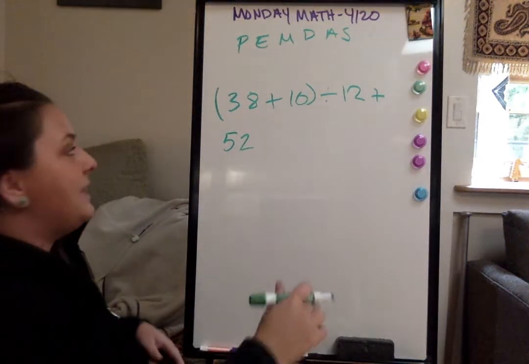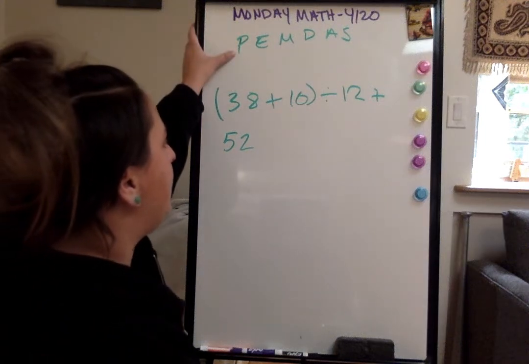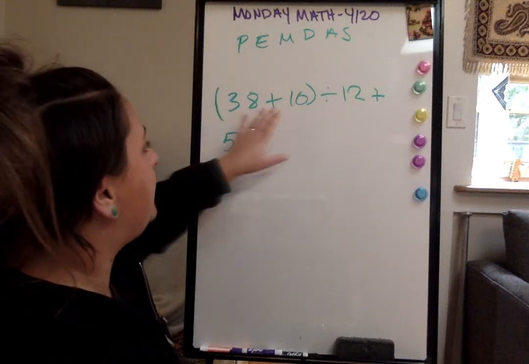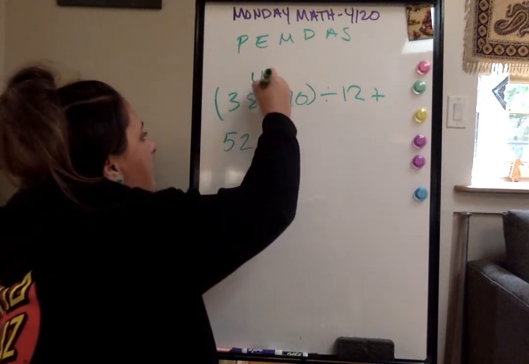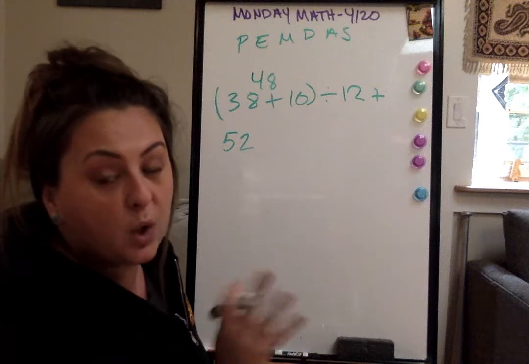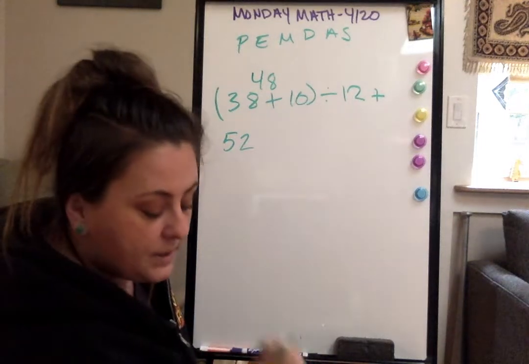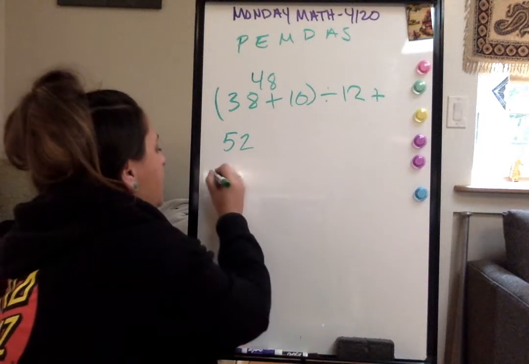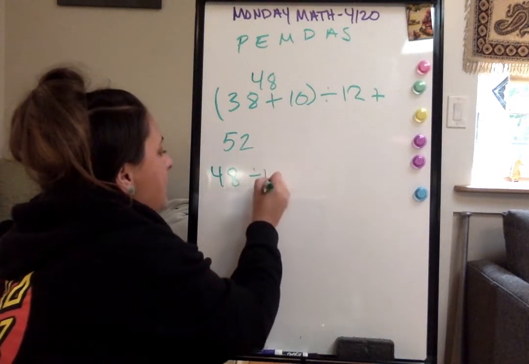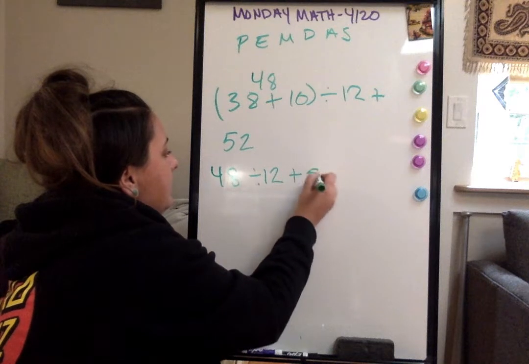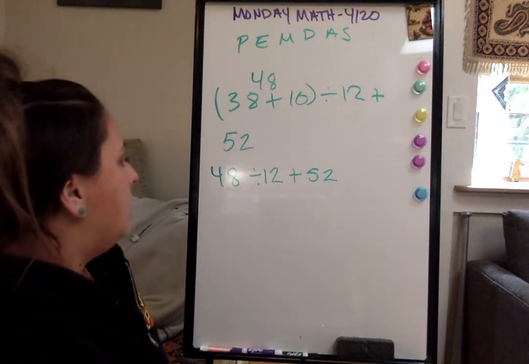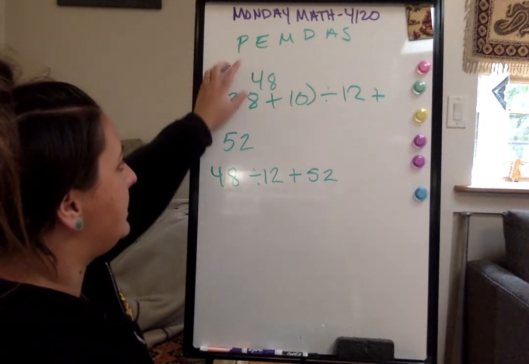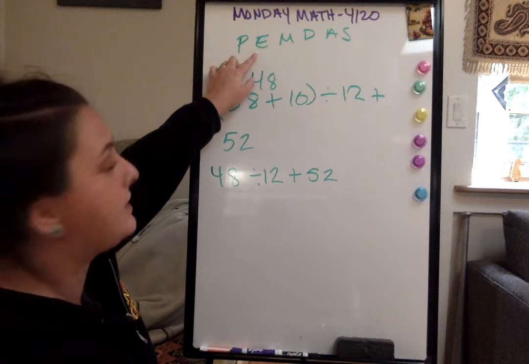So when we look at PEMDAS, we know that we're going to have to do whatever is in the parentheses first. So 38 plus 10 is 48. Now I know many of you don't like to rewrite the equation, but it's real important that you rewrite the equation because then you get confused. So now you have 48 divided by 12 plus 52. Okay, so now I've gotten rid of my parentheses. I don't have any exponents, so I'm going to skip that.